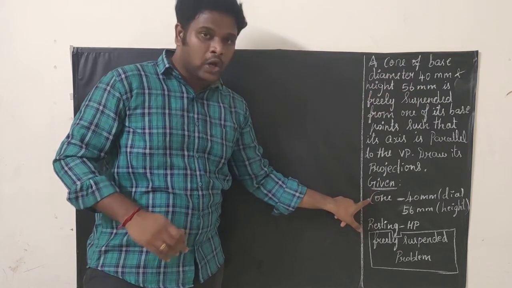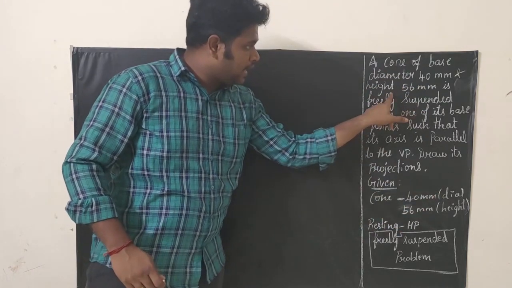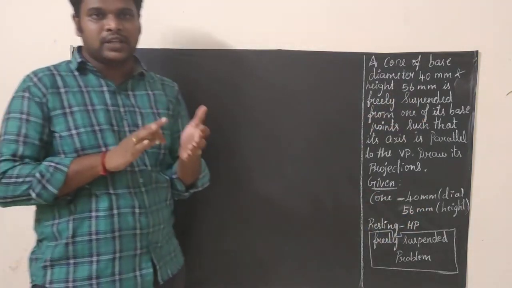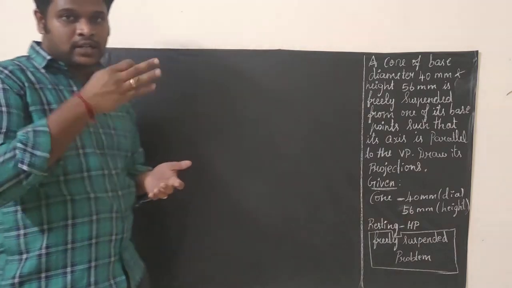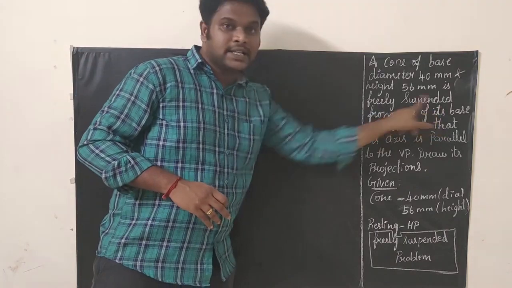So the base solid is a cone, 40 mm dia, and height 56 mm. So we are going to draw a circle with a radius of 20 mm, and the height of this cone will be 56 mm. Freely suspended, just underline this line.